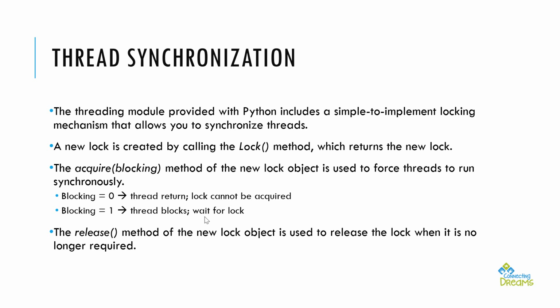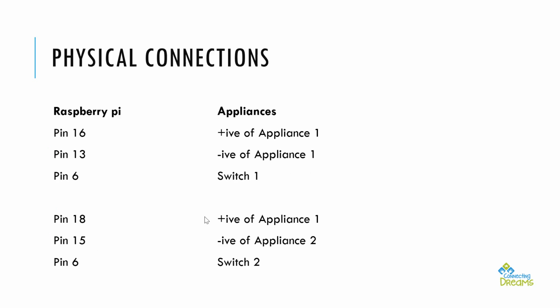If blocking is set to 0, the thread returns immediately with a 0 value if the lock cannot be acquired, and with a 1 if the lock was acquired. If blocking is set to 1, the thread blocks and waits for the lock to be released. The release method of the new lock object is used to release the lock when it is no longer required.